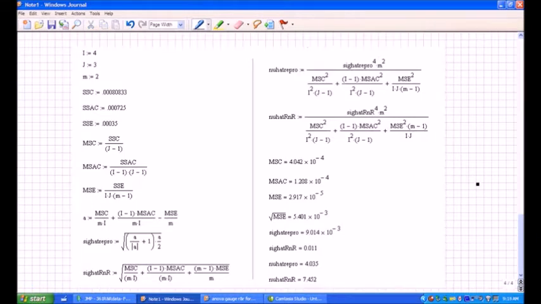So here is a MathCAD worksheet into which I have placed the number of parts, number of operators, and number of repeat measurements. I have placed an error sum of squares, an operator sum of squares, and a part by operator interaction sum of squares.